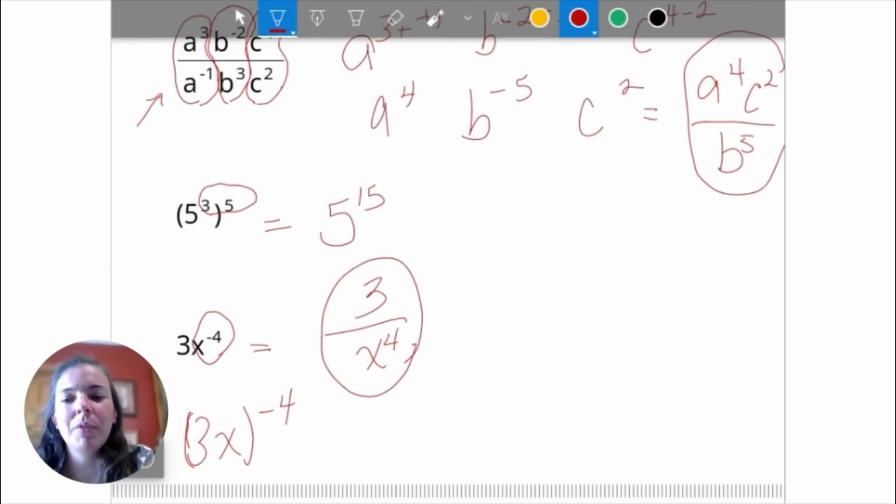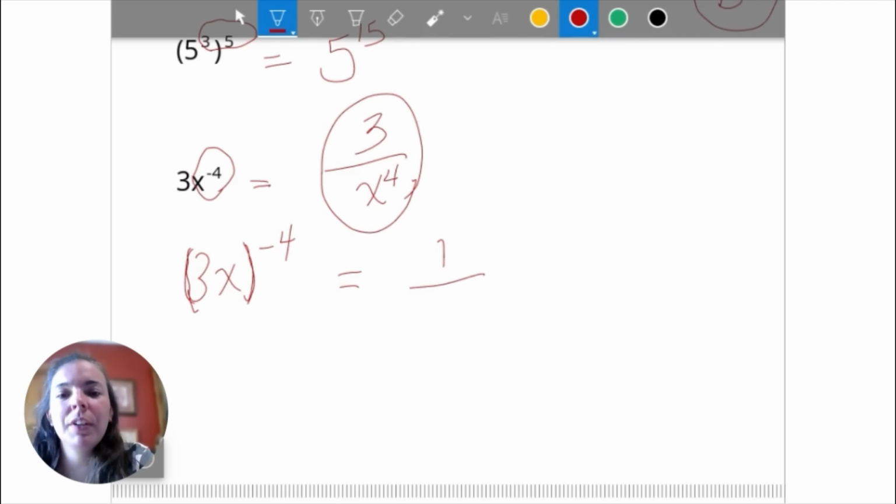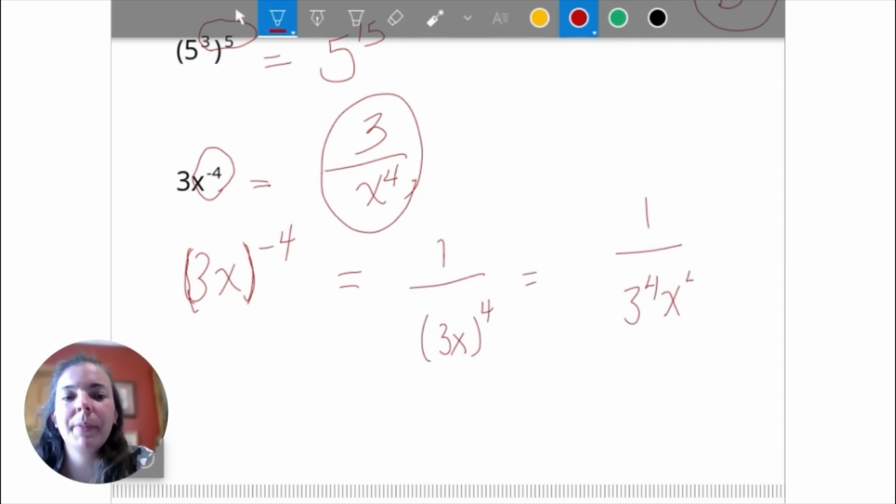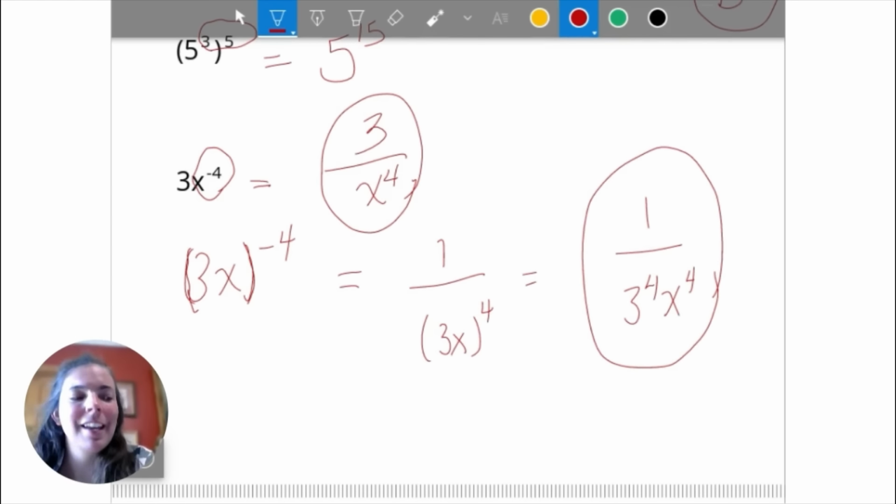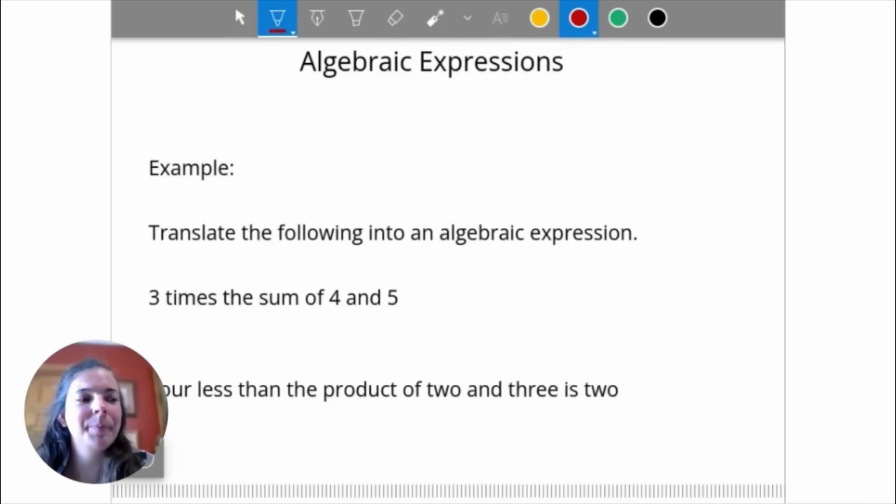If I had this in parentheses, this whole thing would have a negative 4 as an exponent, I would push this whole thing down to the bottom. So I could rewrite this as 1 over 3x to the 4th. And we could also write this as 1 over 3 to the 4th x to the 4th. Okay, so watch out for those parentheses in these types of questions.